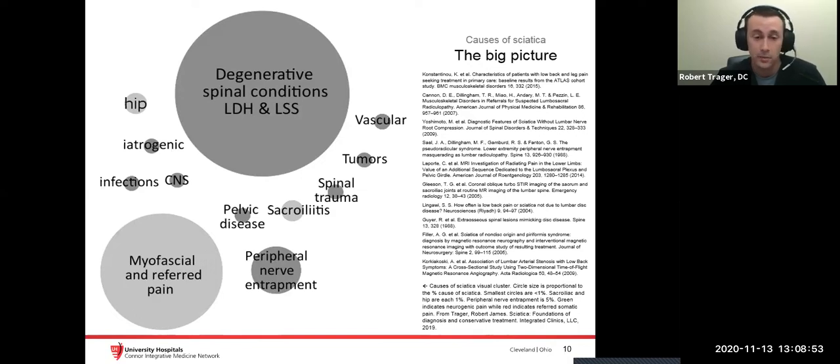I don't want to scare anybody by showing them this, but occasionally we will see this as providers. We will see things like infections or tumors that come on. It's very uncommon, and the vast majority of people have a spinal issue or a gluteal issue.